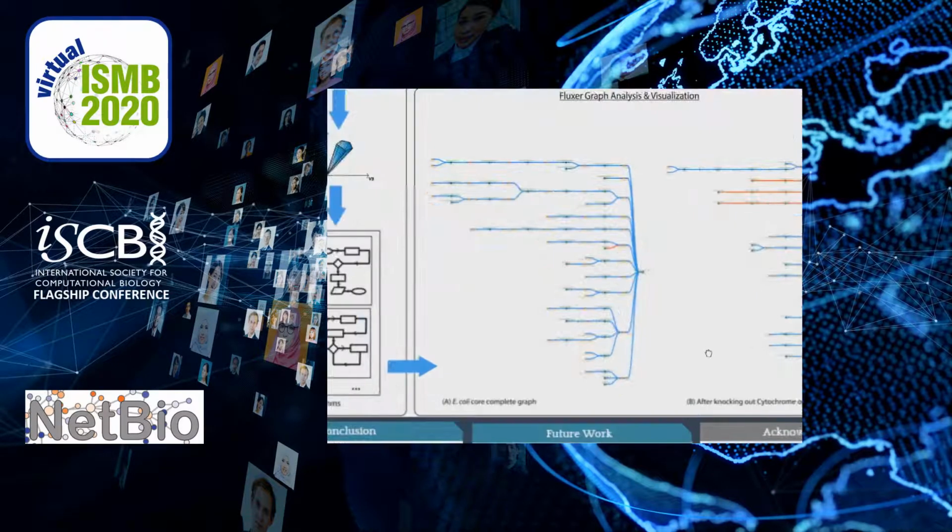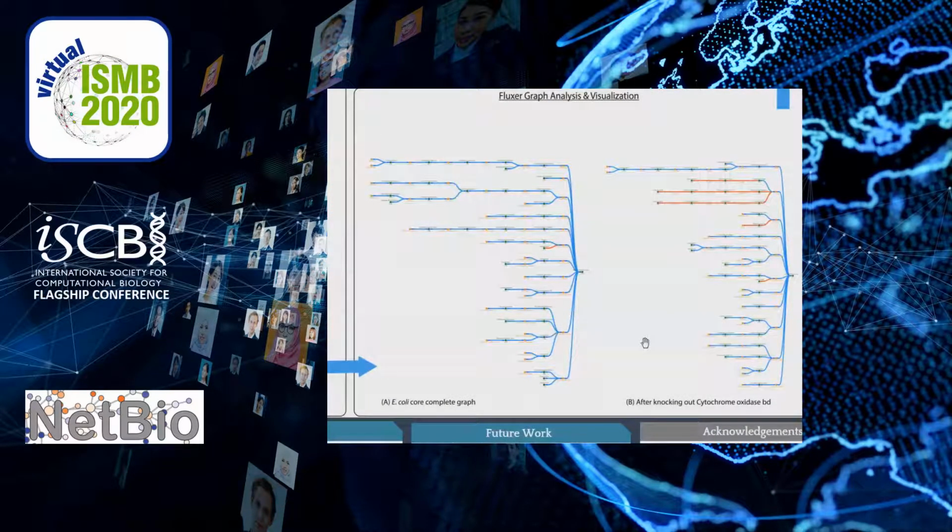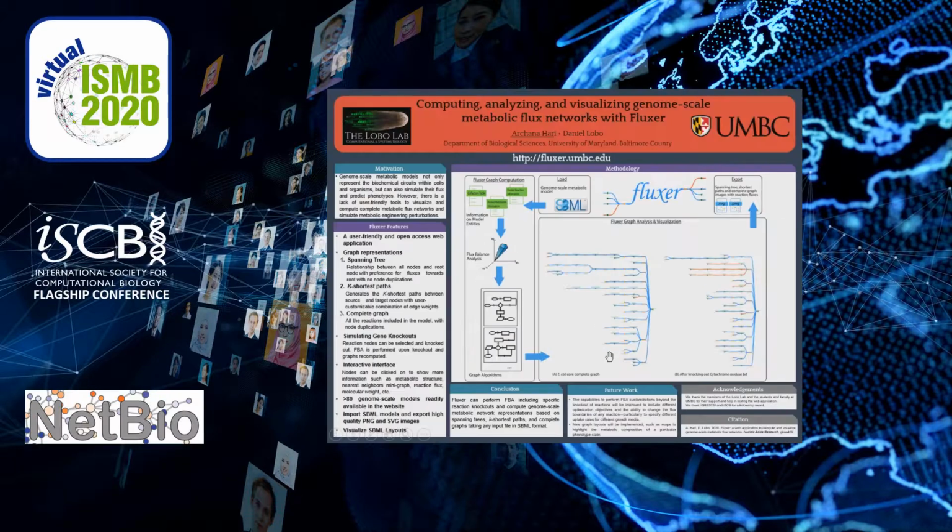Finally, Fluxer is able to simulate reaction knockouts. In the example here, the reaction cytochrome oxidase is knocked out in E. coli, and as expected, the fermentative pathways become active, shown by the red edges here.